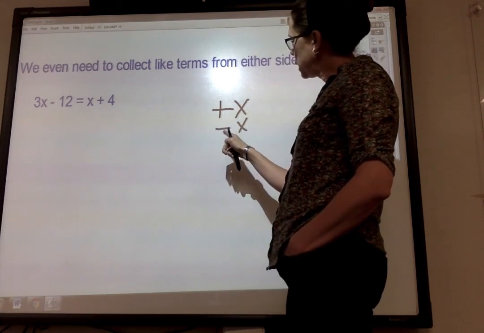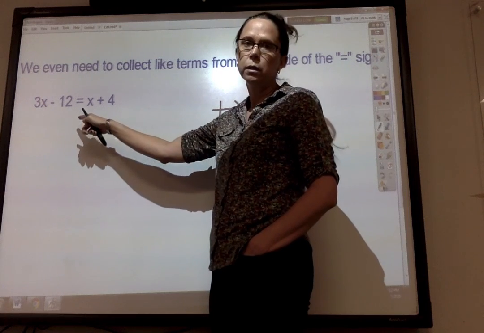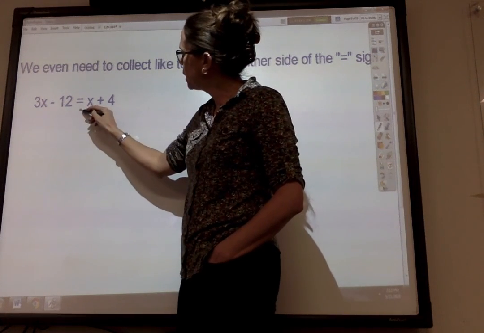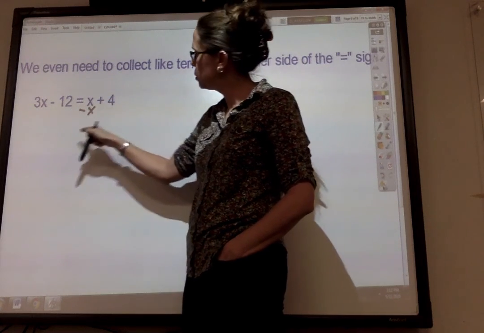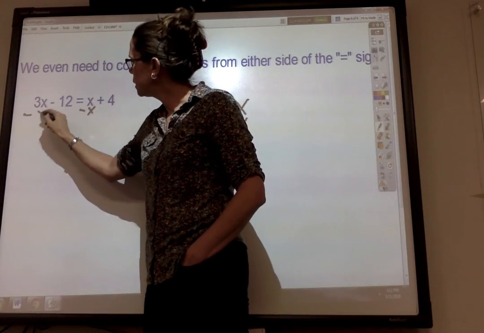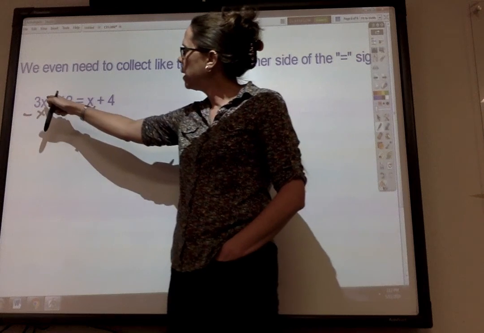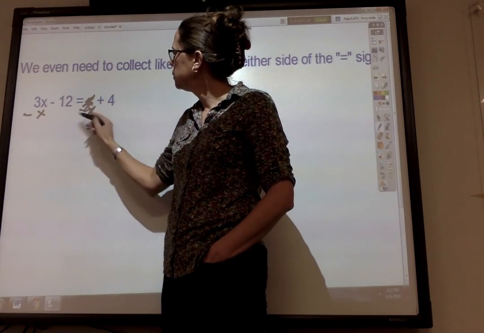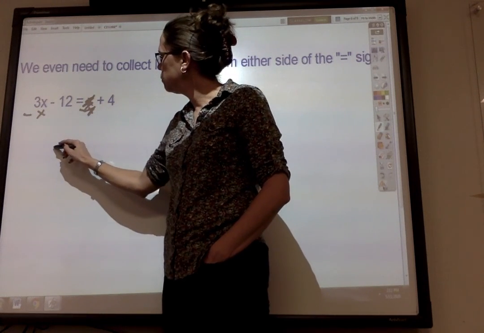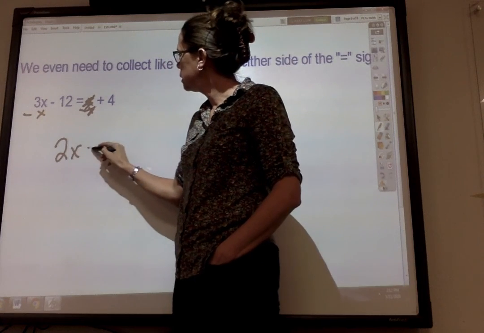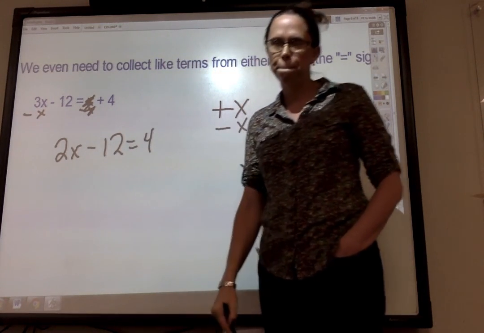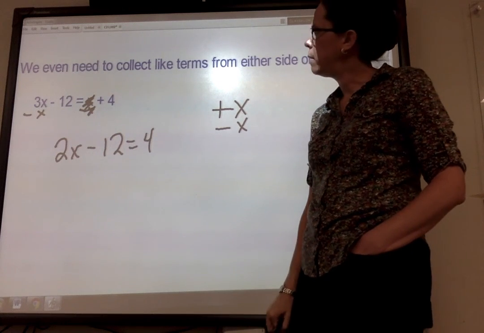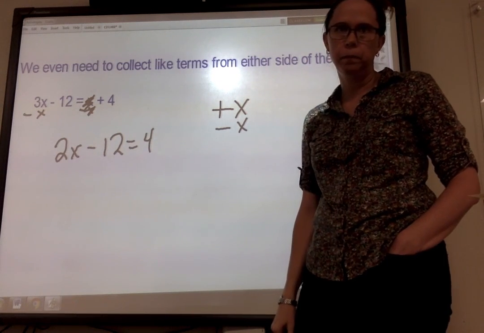But if I'm going to subtract an x, I got to do it on both sides, okay? So I want to subtract an x here because I want to get rid of this x on this side of the equal sign. Subtract an x here, subtract an x here. So now when I combine it, this is gone. 3x and a negative x leave me with 2x minus 12 equals 4. Okay? So now I have all my x's together.